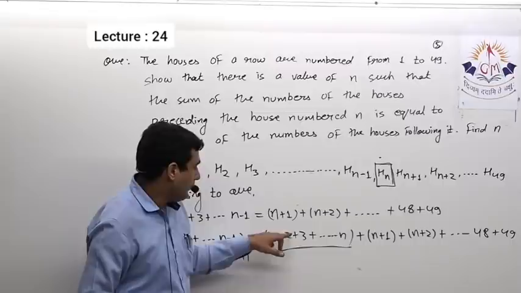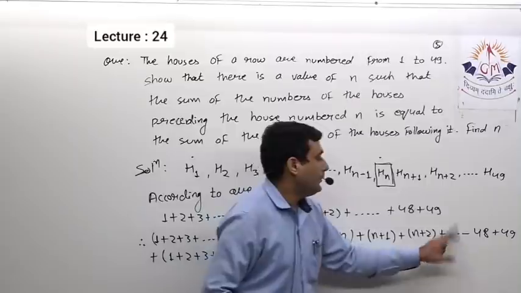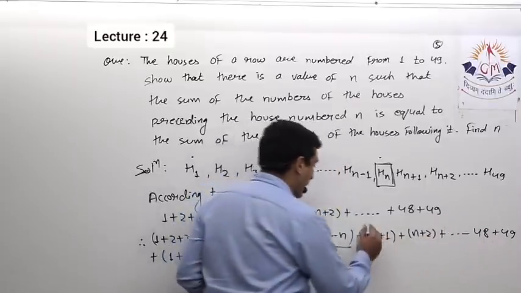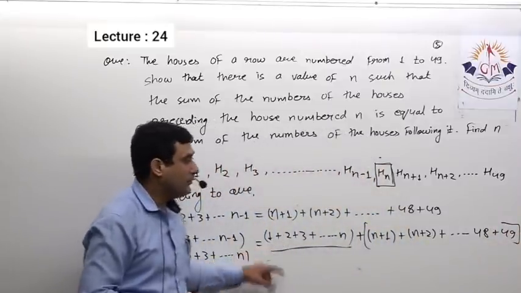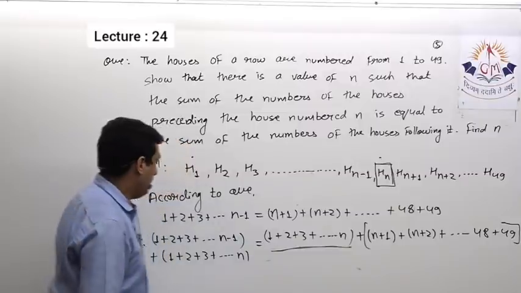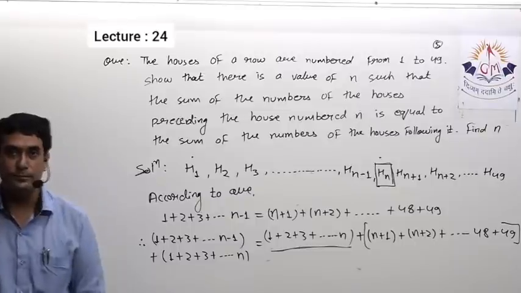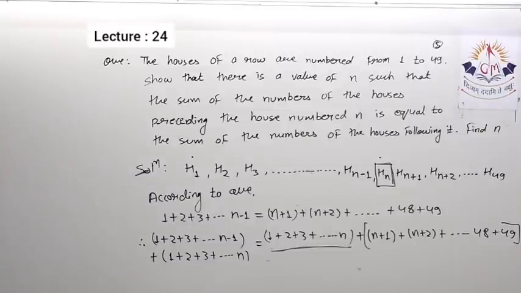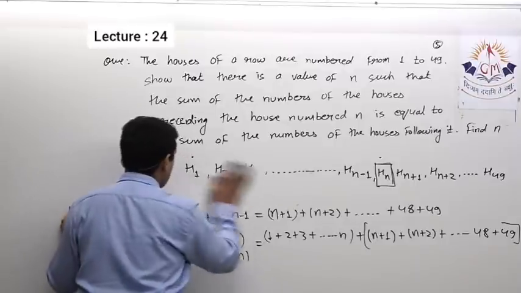See, we have 1 2 3 up to n, and after n we have n plus 1, n plus 2, n plus 3 up to 49. That means by adding these two we'll get an AP which starts from 1 and goes up to 49. So please note it down up to this point, then I will give you the further solution. Okay, now let us see its solution further.